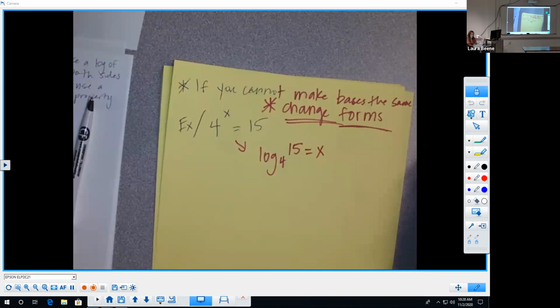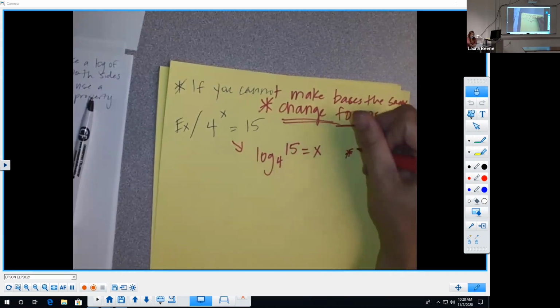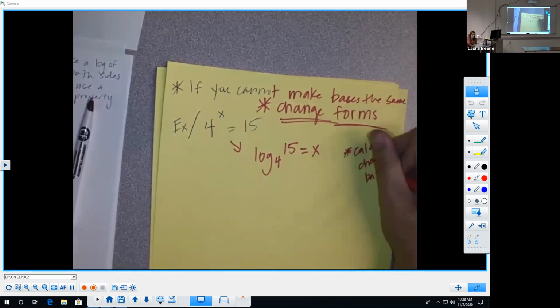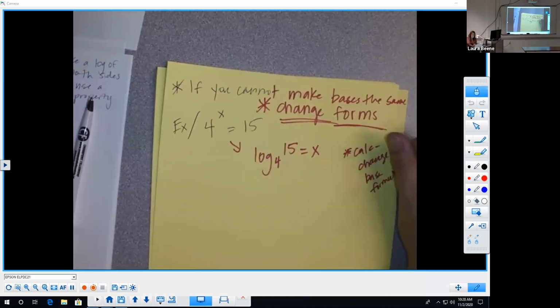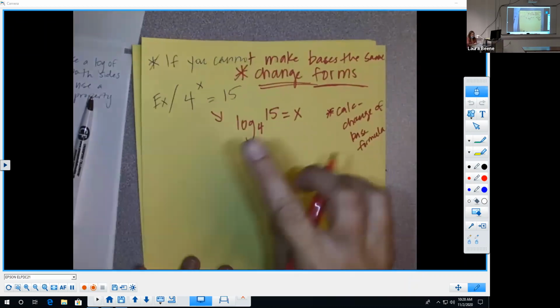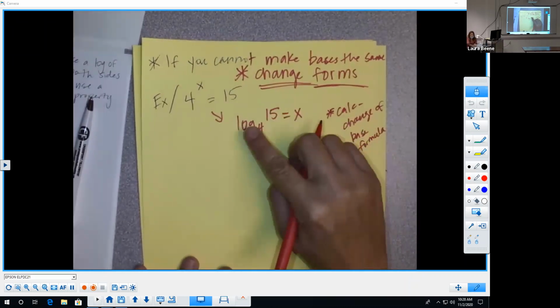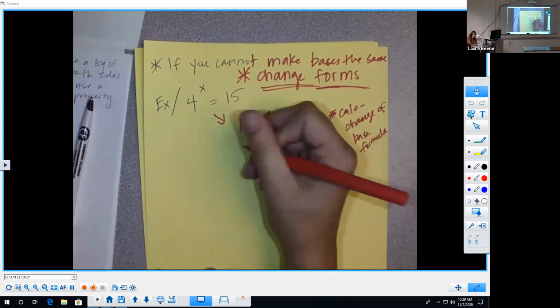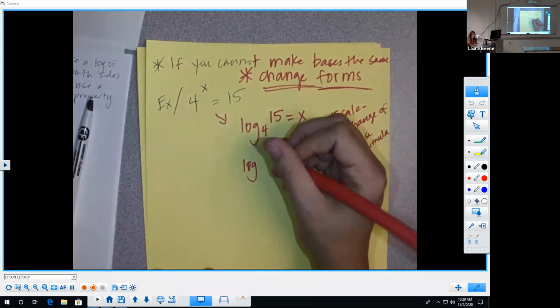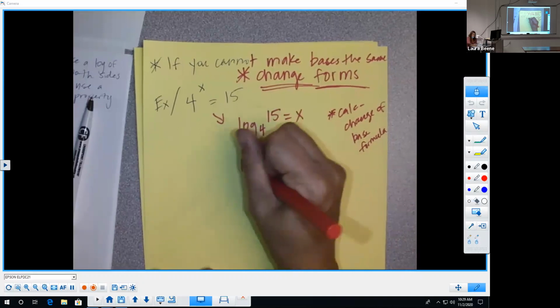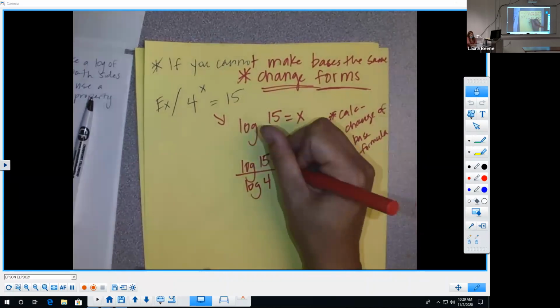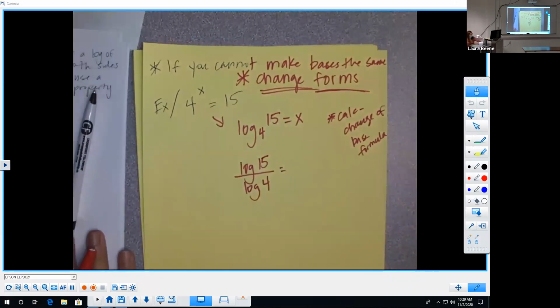How can I figure out log base 4 of 15? Yeah, you can put it in the calculator by doing the change of base formula. Change of base formula is log of the big number divided by log of the little number. You can do natural log or log base 10. It's up to you. I'm going to do log base 10. So log base 10 of 15 divided by log of 4. If I type that in my calculator, that gives me my answer.